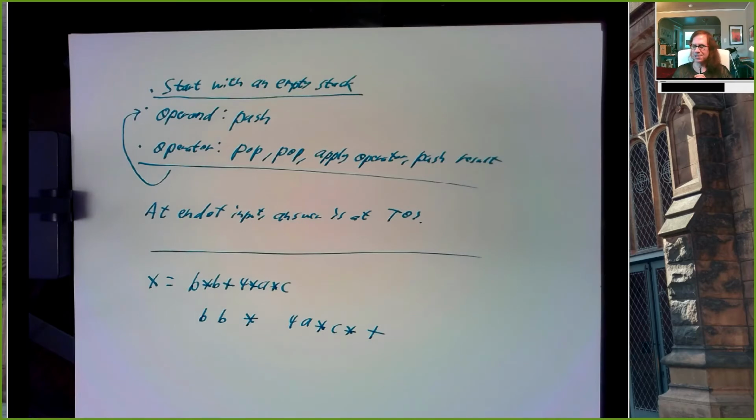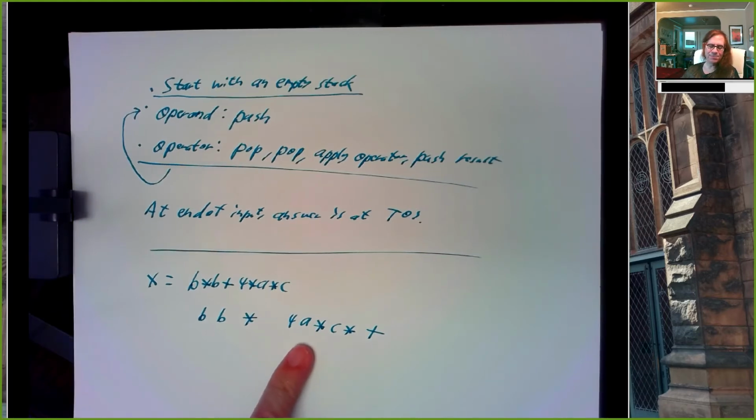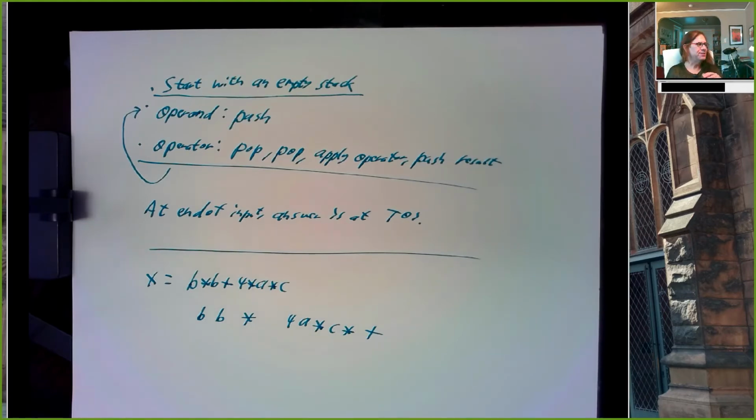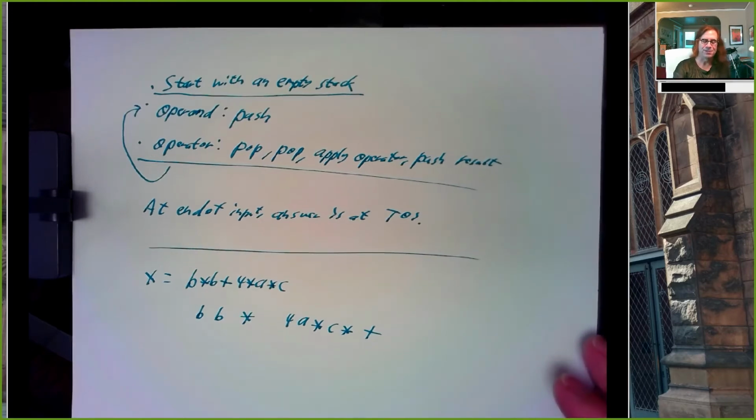And so what would it look like in C? Well, if we have push and pop functions, we'd push B, we'd push B, we'd push pop times pop. We'd push 4, we'd push A, we'd push pop times pop, we'd push C, we'd push pop times pop, we'd push pop plus pop, and then we'd pop off the final answer. So that's not what ends up in the machine code, but that's effectively what you're doing.